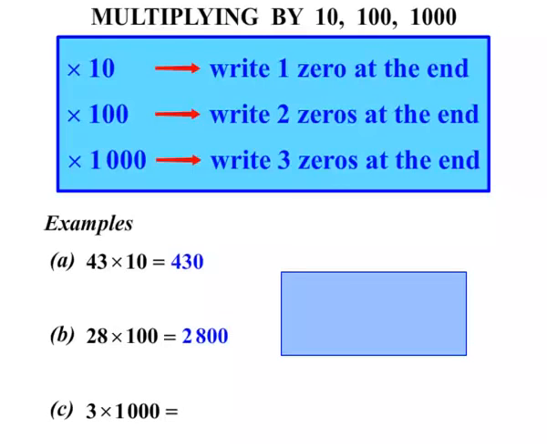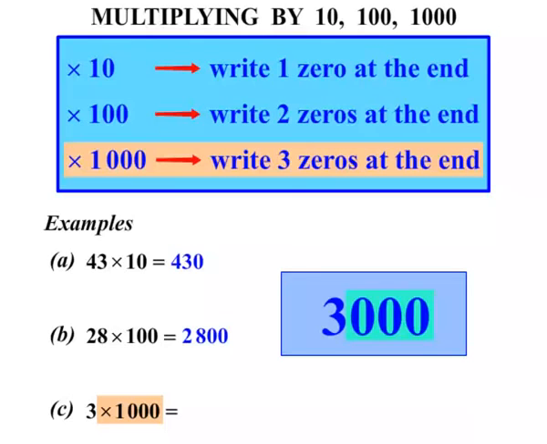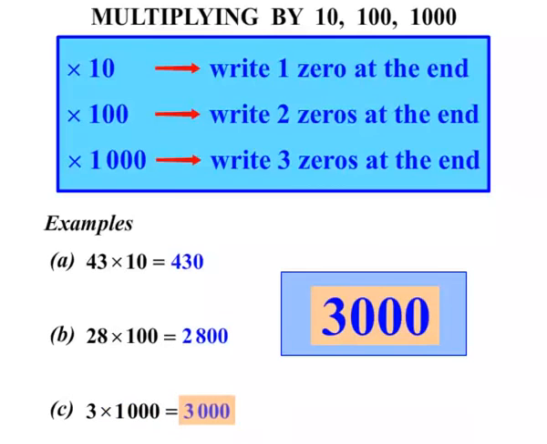The next one, 3 times 1000. Well, you might already know the answer to that, but let's see how the rule works. Let's write the 3 down, and we're multiplying by 1000, so we're going to write 3 zeros at the end. So at the end there, 1, 2, 3. Write 3 zeros there. So our answer there is 3,000. Okay, you probably already knew the answer before we did that.